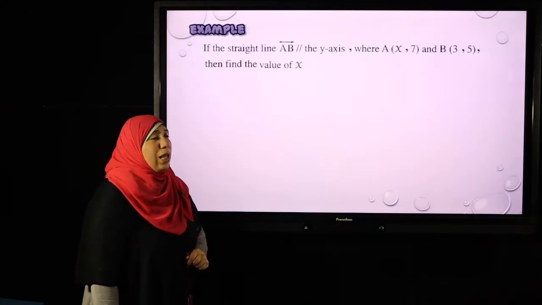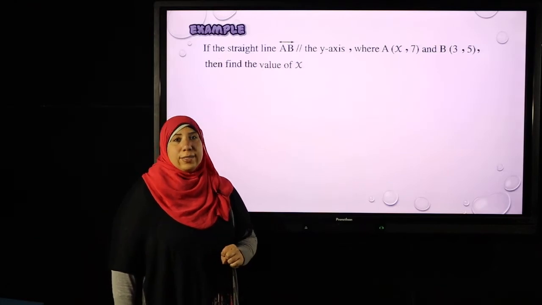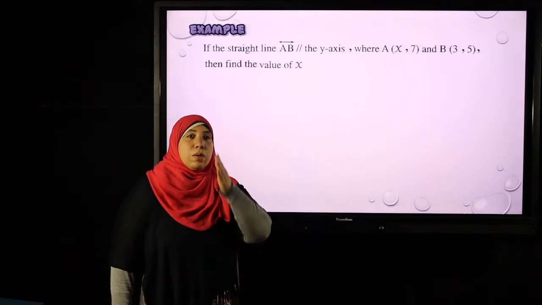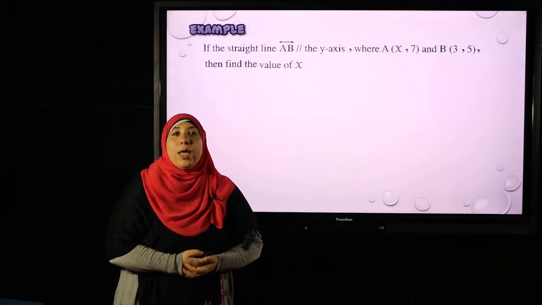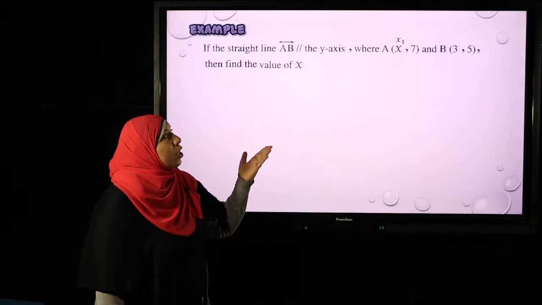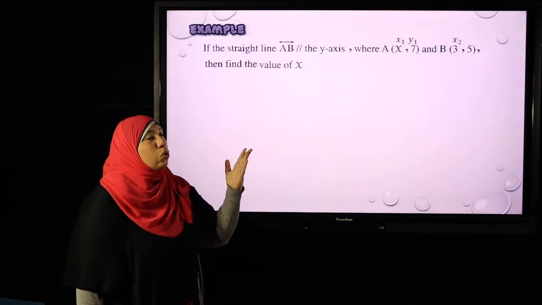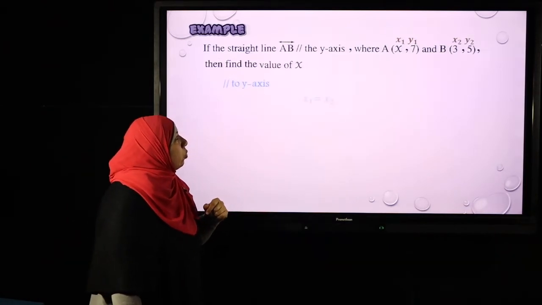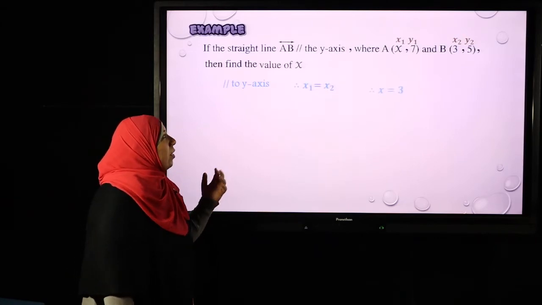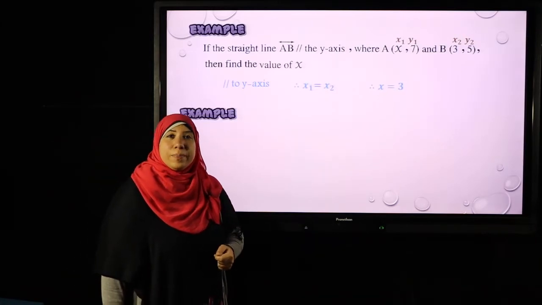If the straight line AB is parallel to the y-axis. So if I have a straight line parallel to the y-axis, the slope here is undefined. Why undefined? Because x1 is equal to x2 in the other point. So I will find that x1 equals x2, so x here is equal to 3.